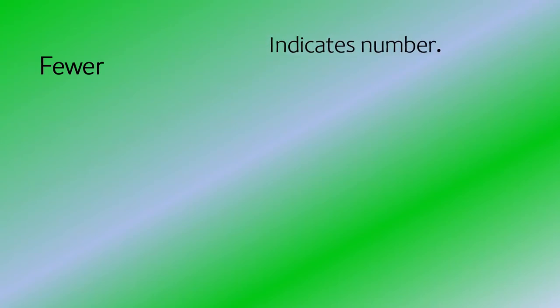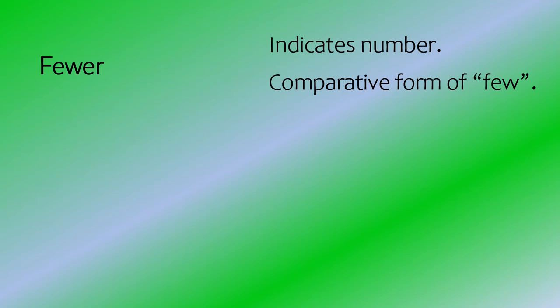Now we can move on to fewer. Contrary to less, fewer indicates number. Fewer, the determiner, gives us an idea about the number of something, whereas less, the determiner, gives us the idea of the quantity of something. Fewer is the comparative form of few. Few, fewer, fewest. The positive form few, the comparative form fewer, the superlative form fewest.